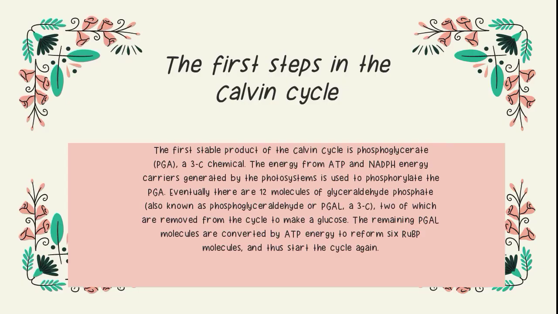So the first product of the Calvin cycle is phosphoglycerate, and the energy from ATP and the NADPH energy carriers generated by the photosystem is used to phosphorylate the PGA. And eventually, there are 12 molecules of glyceraldehyde phosphate, also known as phosphoglyceraldehyde or PGAL, two of which are removed from the cycle to make glucose.